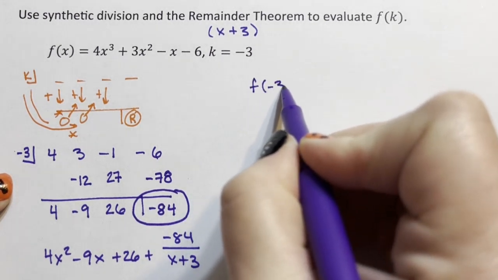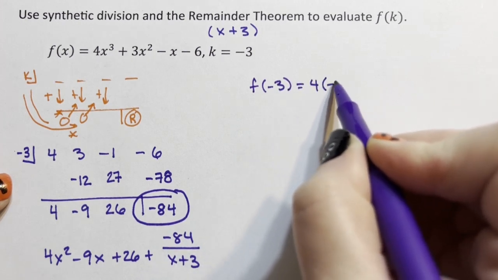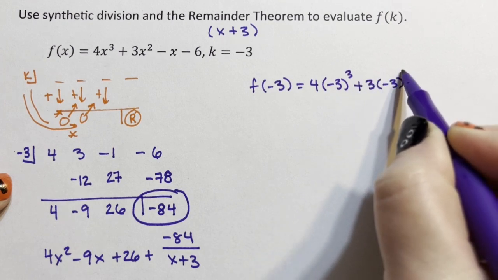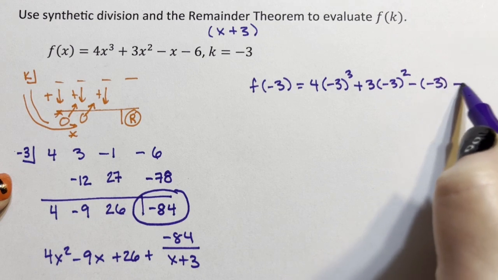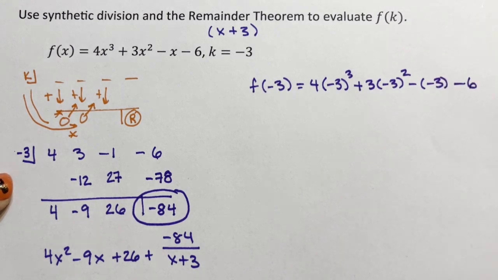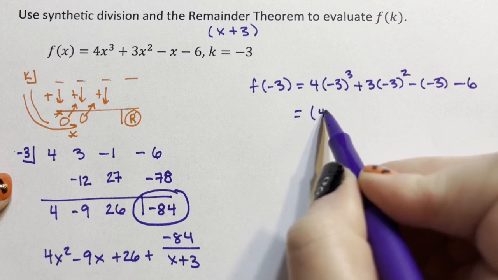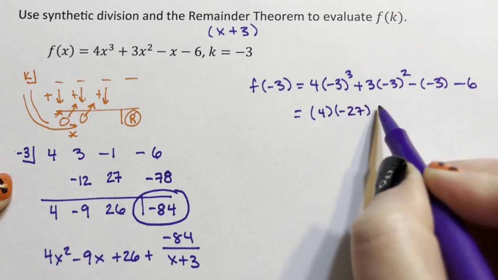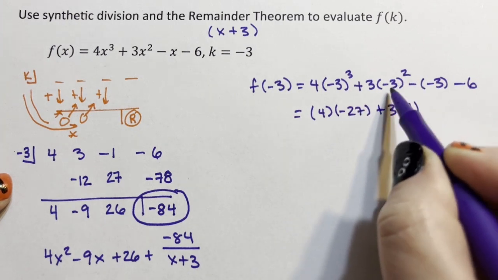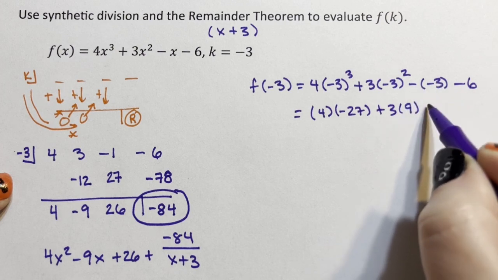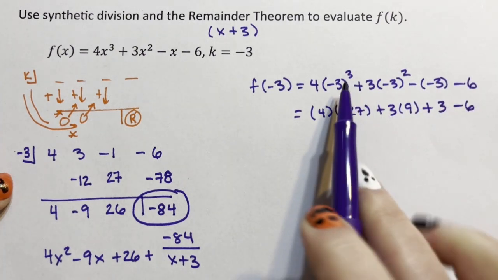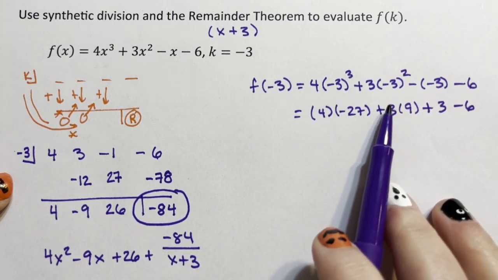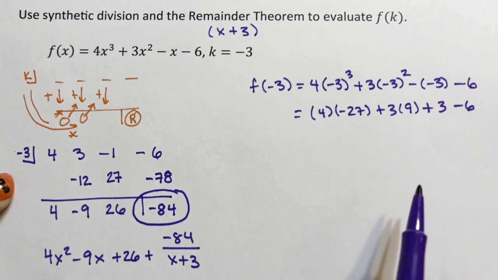F of -3 is 4 times (-3) cubed plus 3 times (-3) squared minus (-3) minus 6. Now, of course, you can just put all this into your calculator. This is going to be 4 times -27 plus 3 times a +9, a negative times a negative is positive. Those two negatives are going to cancel each other out, plus 3 minus 6. I like putting my input into parentheses for this exact reason. This one stayed negative, this one became positive. If you don't put them into parentheses, your calculator will not always calculate those correctly.